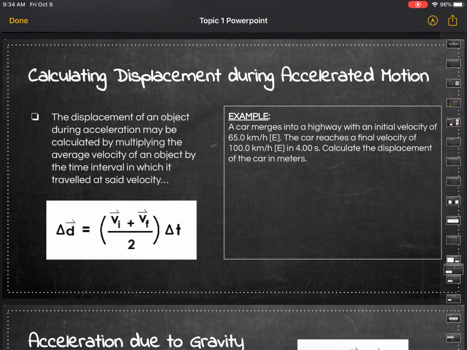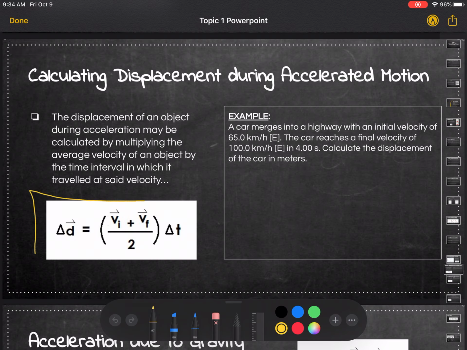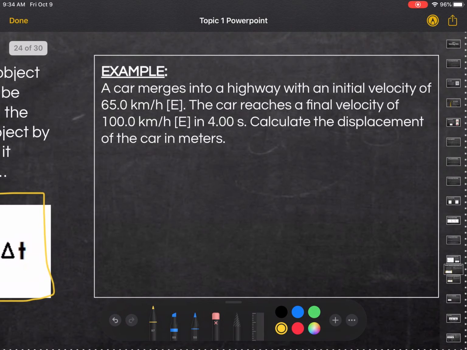So it says the displacement of an object during acceleration may be calculated by multiplying the average velocity of an object by the time interval in which it traveled at said velocity. So if you see this formula, this is a formula that we will need to use. I will post today a formula sheet on your Google Classroom so that you can look at that. It'll sort of have all of these on there. So there's an example here that we will try out using this formula.